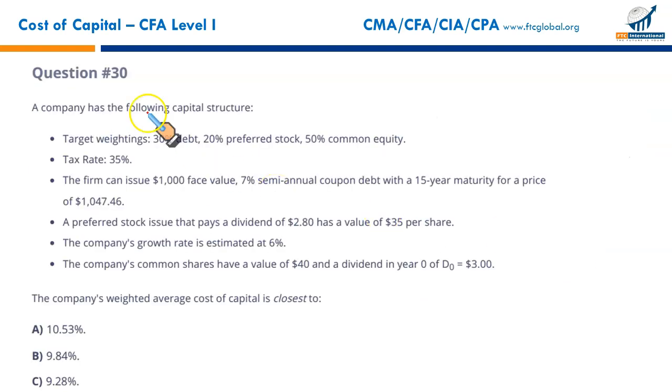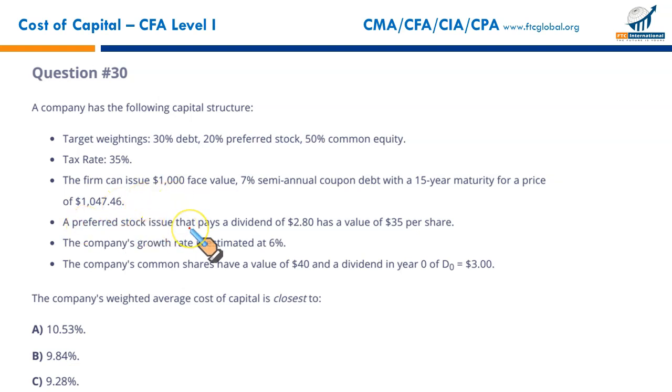A company has the following capital structure. We need to calculate the weighted average cost of capital. Target weightings: 30% debt, 20% preferred stock, 50% common stock, and tax rate 35%. Okay, so we need the cost of debt, preferred stock, and common stock. The firm can issue 1,000 face value, 7% semi-annual coupon debt with 15 years maturity for a price of 1047.46. This will help us calculate the cost of debt.